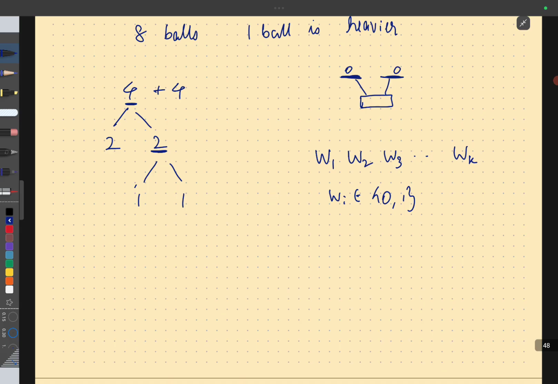So to put it in information theoretic terms, each measurement gives me 1 bit of information. All right, great. So now I'm making k measurements. What is the maximum number of bits of information I can possibly get using k measurements?